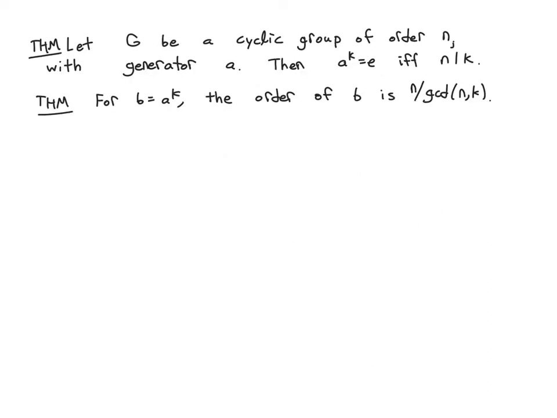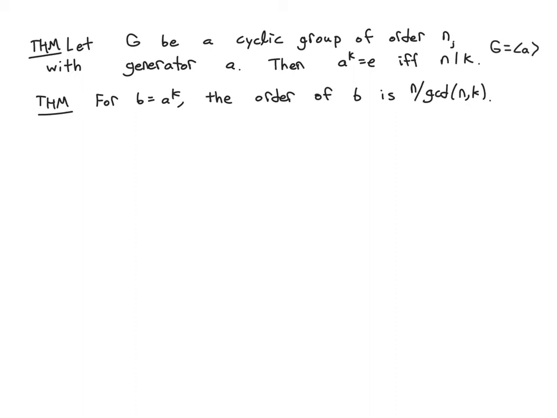So now let's study some properties about orders. Let G be a cyclic group of order n with generator a. So in other words, G is generated by a. And then you can ask yourself, well, when is a to the k equal to the identity? For what powers do I get the identity? Well, the only powers that are the identity are the multiples of n. And this is an if and only if statement.